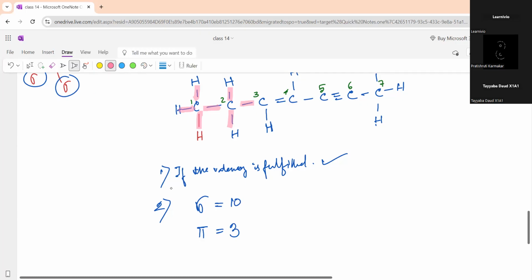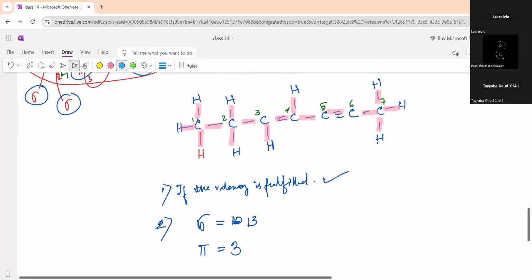Count the sigma bonds again. 13 are there, right? Okay, 13 you are saying, right? Yes, you are saying 13. Okay, let's count: 1, 2, 3, 4, 5, 6, 7, 8, 9, 10, 11, 12, 13, 14, 15, 16.